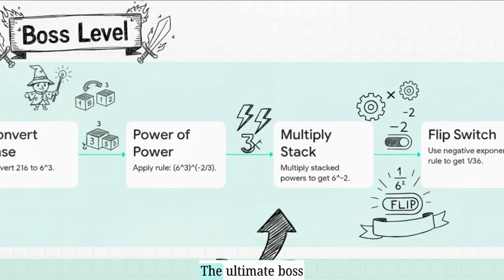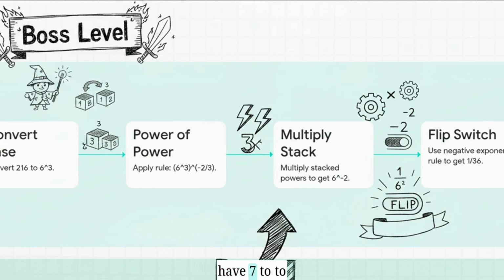Let's do one more. The ultimate boss level combining multiple rules. 216 to the power of -2/3. Step 1, look at the denominator. It's a 3. So we want to convert 216 into something cubed. Well, 6 cubed is 216. Step 2, swap it in. Now we have 6 cubed, all raised to the power of -2/3. Step 3, power of a power. Multiply the 3 by the -2/3. The 3's cancel out, leaving us with a -2. So we have 6 to the power of -2.